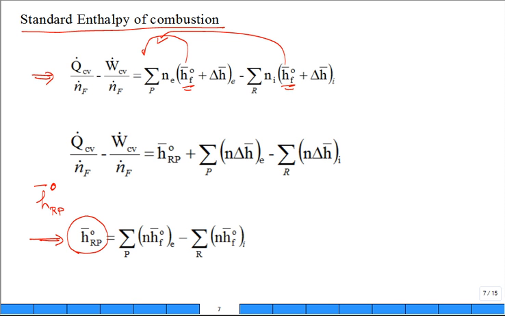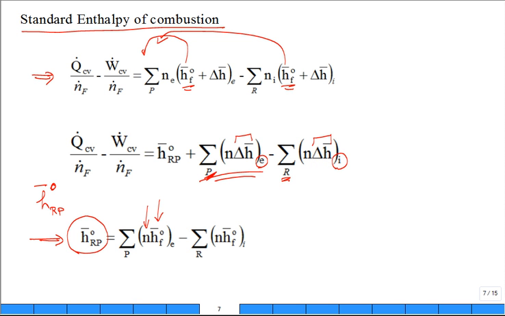Okay? All right. And so it depends on the stoichiometric coefficients and enthalpy of formation. Then that leaves only the difference between the standard condition and the exiting condition for all the products, and the change in the enthalpy between the standard condition and the incoming condition for all the reactants.